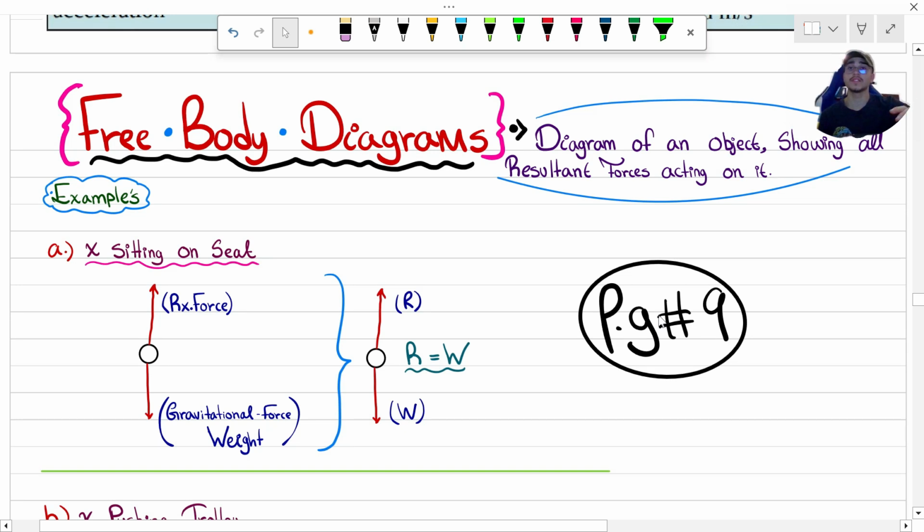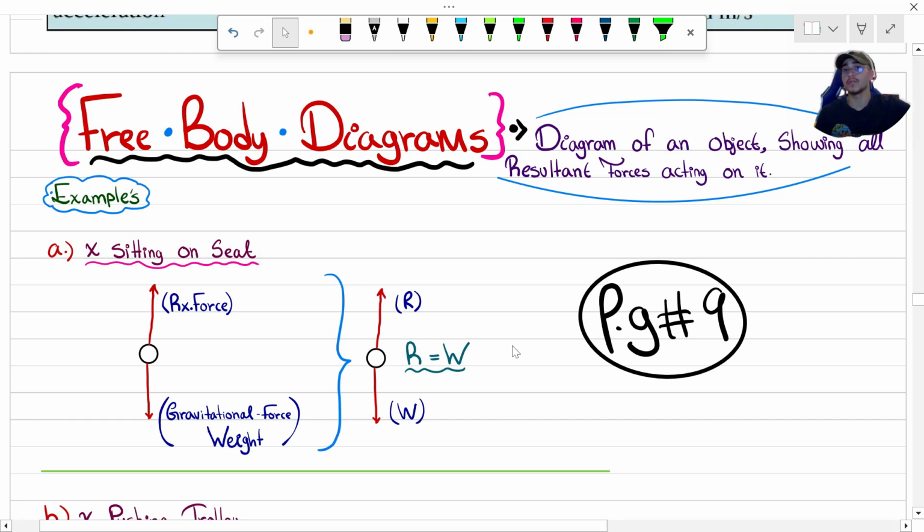Coming to free body diagrams, these are very important in our syllabus. These are diagrams that show all the resultant forces acting on an object. Usually in the exams, they're going to ask you to draw these free body diagrams, most probably for reference, so it's not going to be needed for marks, but it's very important to help you understand the question. Let's go through some examples.